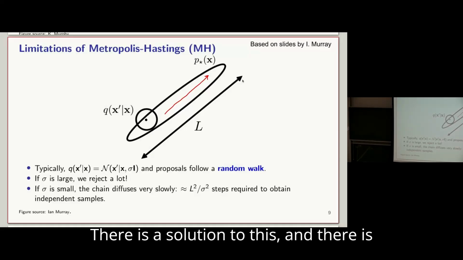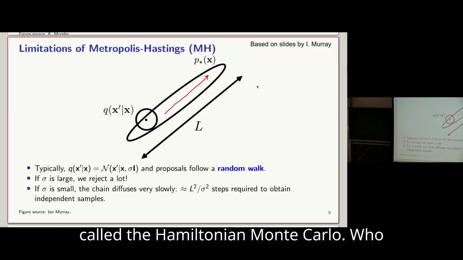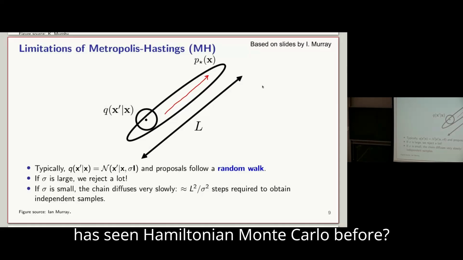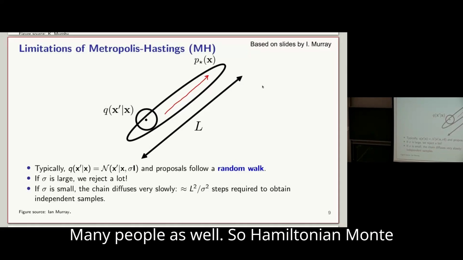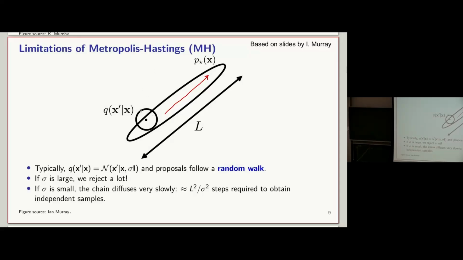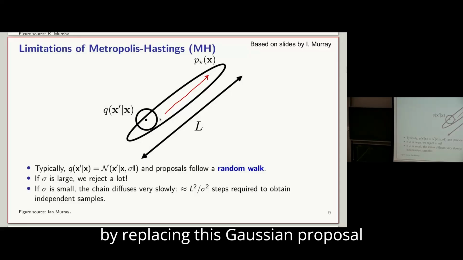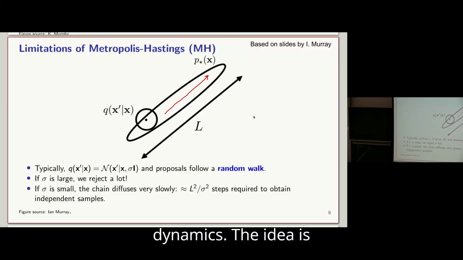There is a solution to this, and there is a better method, which is called the Hamiltonian Monte Carlo. Who has seen Hamiltonian Monte Carlo before? Many people as well. So Hamiltonian Monte Carlo improves over Metropolis Hastings by replacing this Gaussian proposal with just a simulation of Hamiltonian dynamics. Okay?